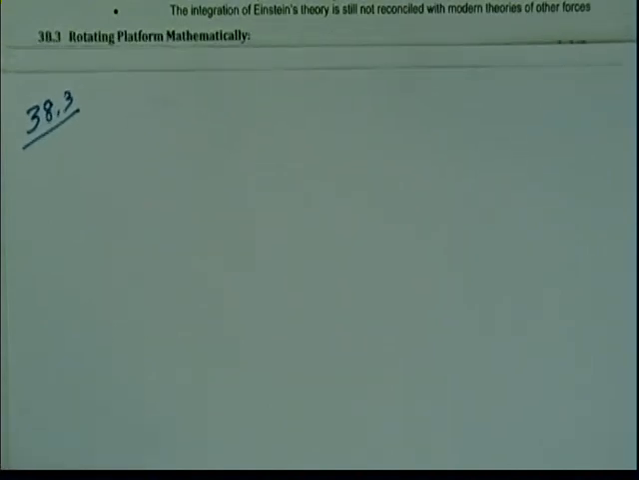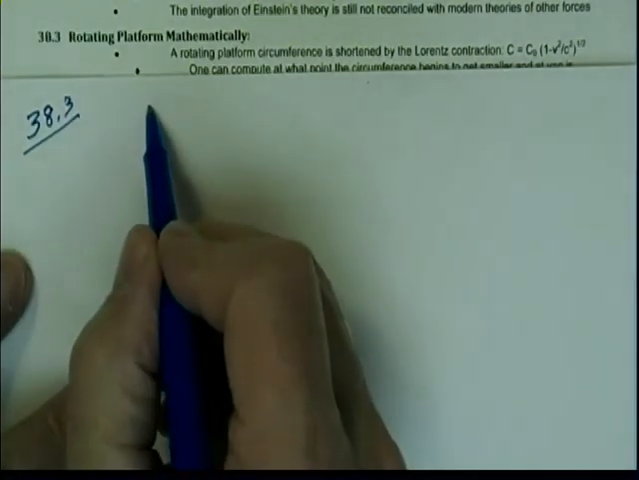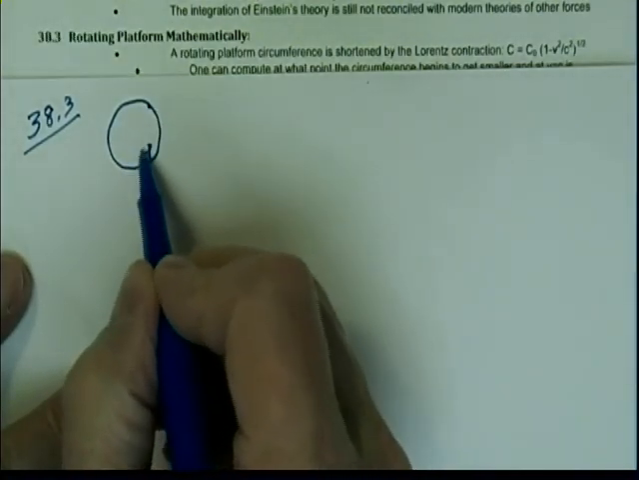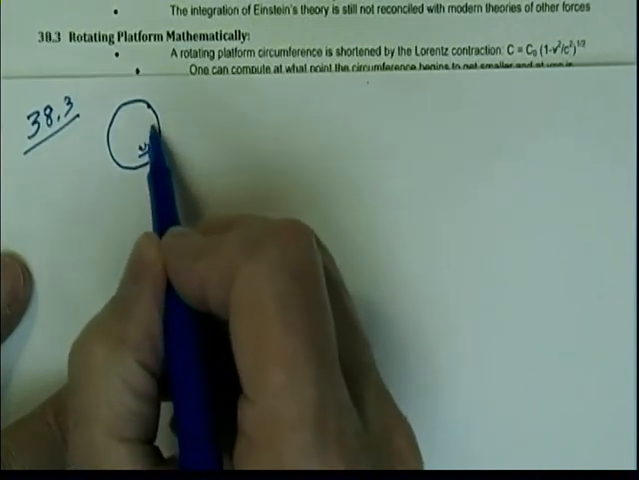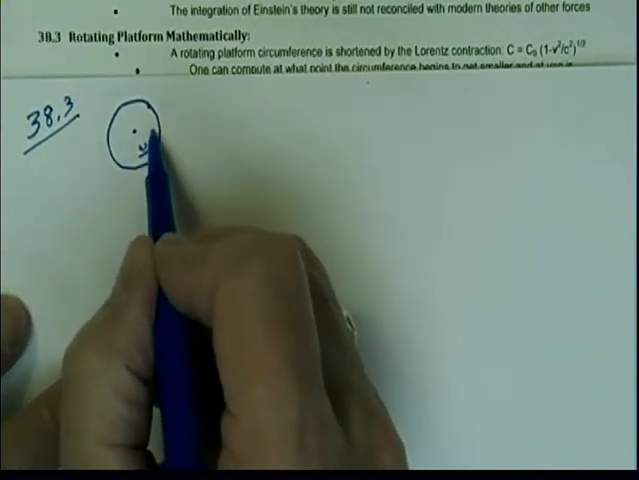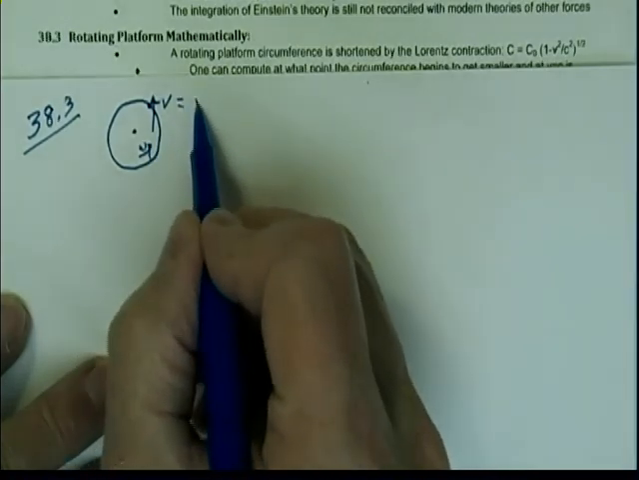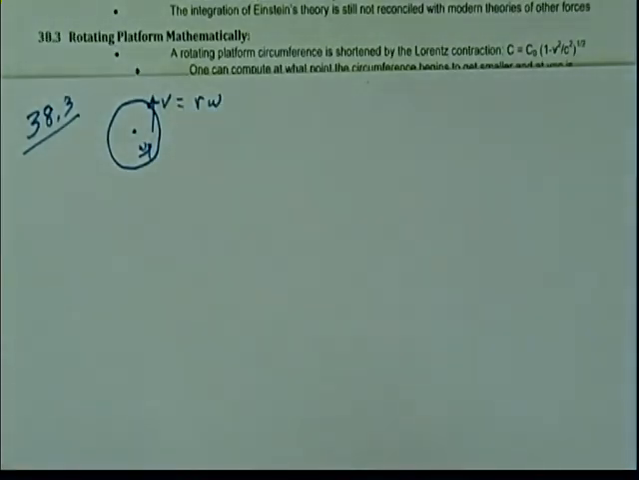Now here we're going to look at a rotating platform. And this rotating platform will be very simple. Imagine a large disk with an angular velocity omega, and therefore spinning about a given point. And so a particular point here will have a velocity v, which is r times omega, you recall from our study of angular momentum.